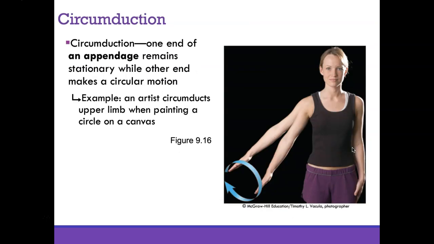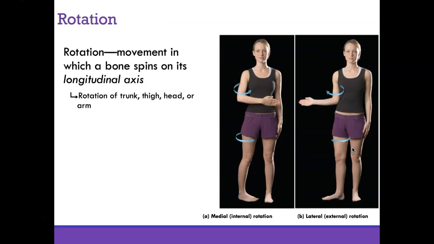Circumduction is when one end of an appendage remains stationary while the other makes a circular motion. So a good example is like when an artist is making a circle on a canvas. So everyone should pretend like you're making a circle on a canvas. What you're doing is you're circumducting your upper limbs. All right, that's circumduction. Your shoulder is anchoring your arm, right, your appendage. But yet the other end, the distal end, is making a circular motion. That's circumduction.